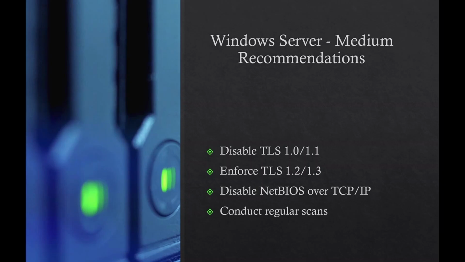So for the recommendations on Windows, for remediation, I recommended disabling TLS 1.0 and 1.1 via registry edits or group policy, and enforcing only TLS 1.2 or 1.3 for more secure communications. I also suggested disabling NetBIOS over TCP/IP via adapter settings or even PowerShell. Finally, I emphasized the importance of regularly rescanning systems to make sure deprecated settings are not accidentally re-enabled after updates or changes are made.